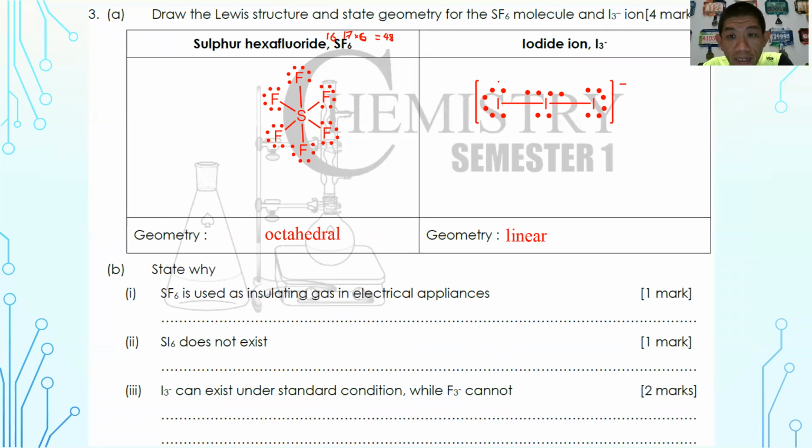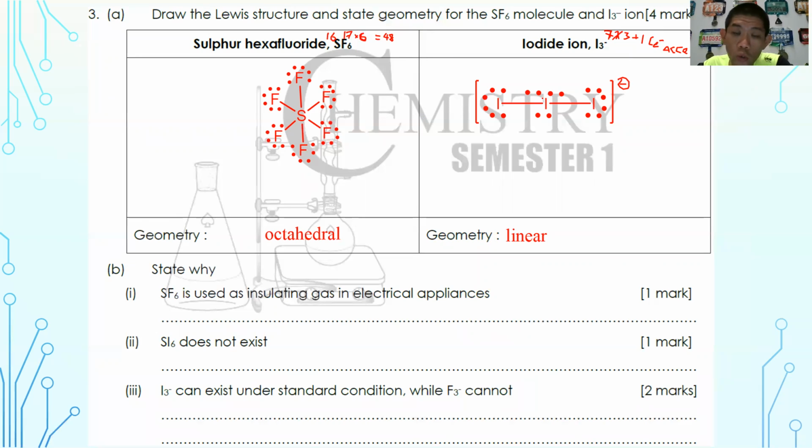And then as for I3 minus, also the same. So you just use 17 times 7, because it's from group 17. So it's 7 valence electrons times 3, plus 1. Why plus 1? Because it is the electron acceptor. So you also have to consider the electron accepted in here. Okay, so that is what makes it 22.